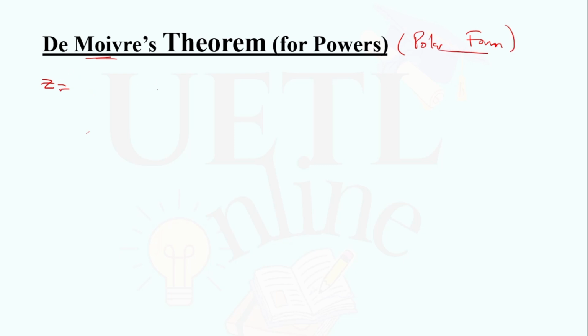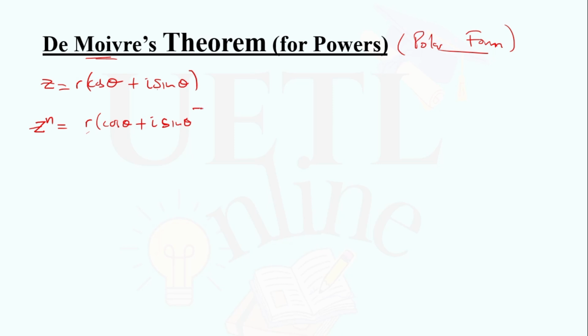Let's say you have a complex number z equals r(cos theta plus i sine theta). This is our complex number. Now De Moivre's theorem says that if you are being asked to find z to the power n, this means that you are saying r(cos theta plus i sine theta) to the power n.